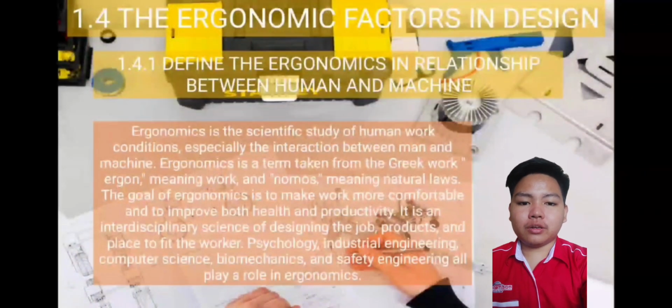Next, I will explain about the ergonomic factor in design. Firstly, the definition of an ergonomic relationship between human and machine is a term taken from Greek word ergon, meaning work, and nomos, meaning natural law. The goal of ergonomic is to make work more comfortable and improve both health and productivity. It is an interdisciplinary science of designing the job, product, and place to fit the worker. Psychology, industry engineering, computer science, biomechanics, and safety engineering all play a role in ergonomic.